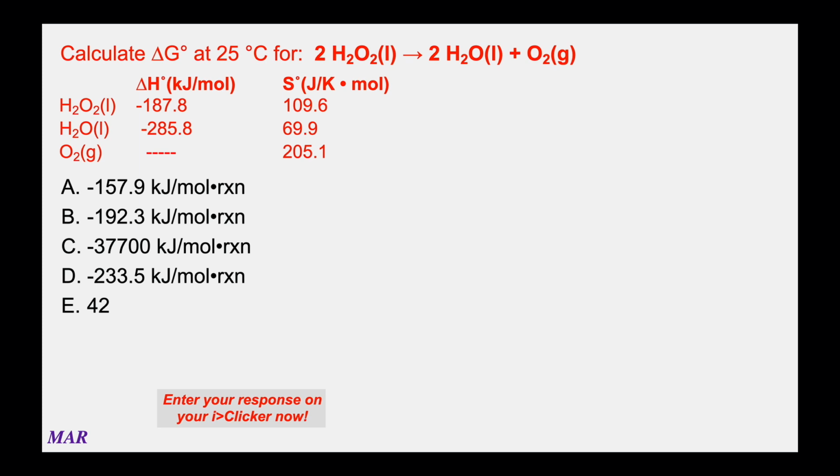In a problem like this, you want to find delta H, products minus reactants. You also want to find delta S, products minus reactants. Then you're going to combine your delta H and delta S into the Gibbs energy equation, delta H minus T delta S equals delta G, and that'll give you the answer.